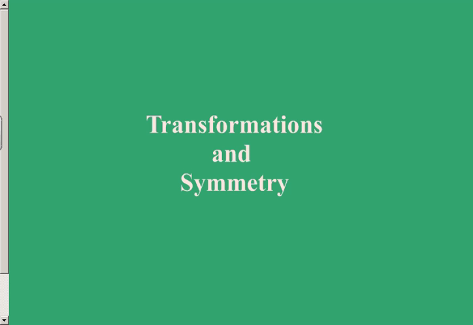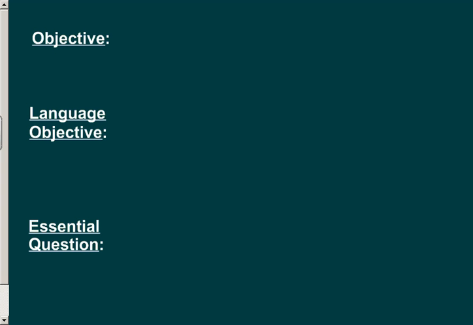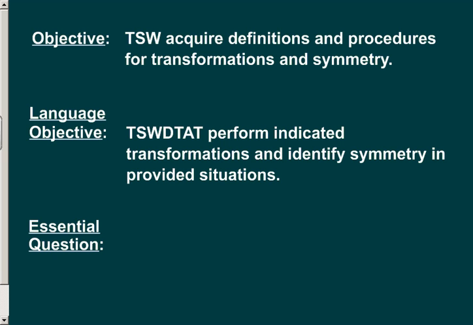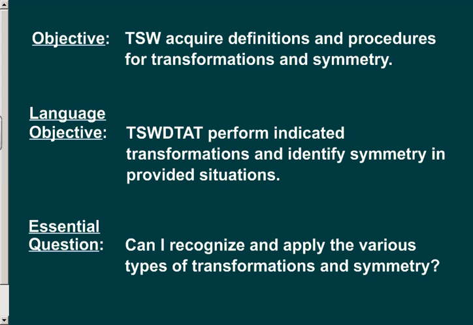Today we're going to be discussing a topic that you already probably know a good bit about, and that is transformations and symmetry. Please copy down the title as well as the objective and your essential question. Our objective for today is to acquire definitions and procedures for transformations and symmetry. The student will display the ability to perform indicated transformations and identify symmetry in provided situations. And the essential question for today, at least, will be, can I recognize and apply the various types of transformations and symmetry?